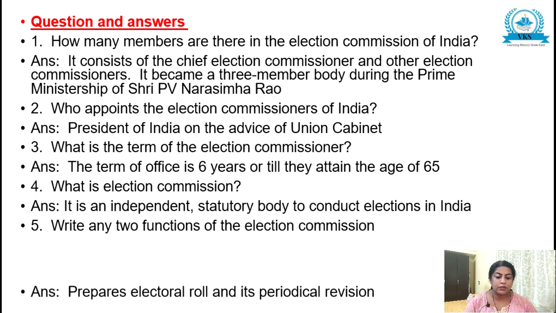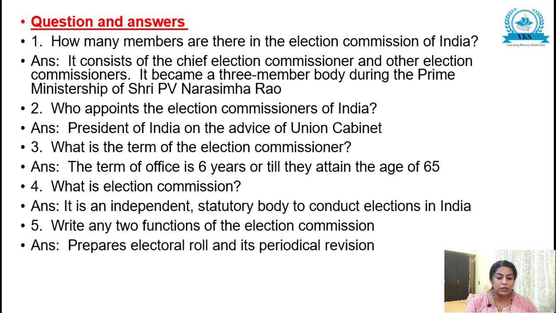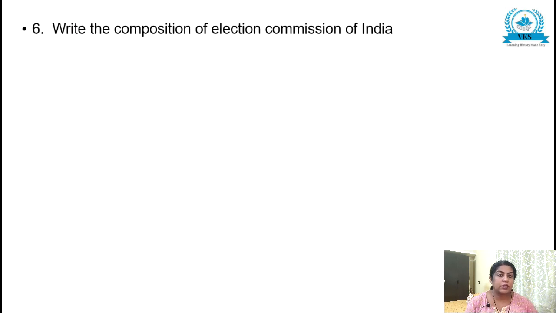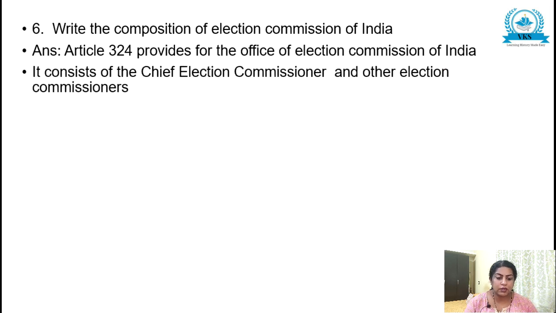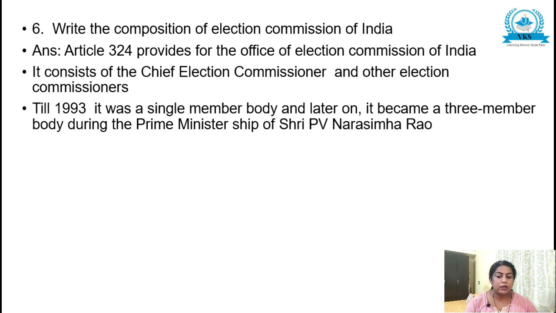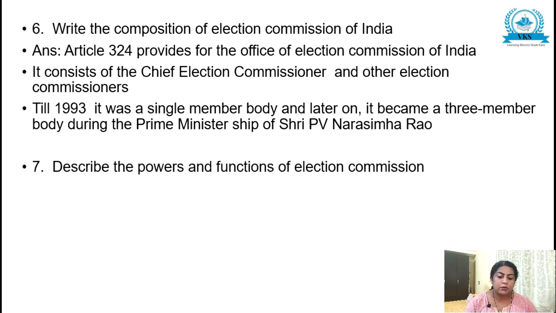Write any 2 functions of the Election Commission. It prepares electoral roll and its periodical revision. It conducts by-election to vacant seats. Write the composition of Election Commission of India. Article 324 provides for the office of Election Commission of India. It consists of Chief Election Commissioner and other election commissioners. Till 1993, it was a single-member body, and later on it became a 3-member body during the Prime Ministership of Shri P.V. Narasimha Rao. Now, the long answer question: describe the powers and functions of Election Commission. 13 points I have explained. All the points can be included in this answer.